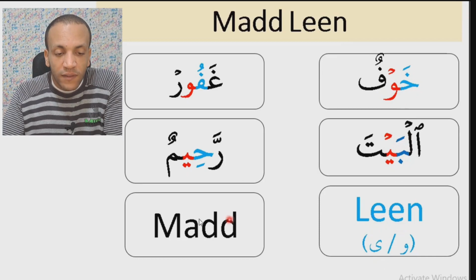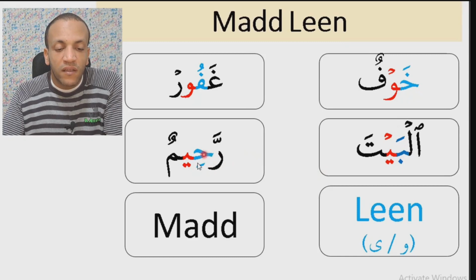But the letters of Madd are the same letters in addition to the letter Alif, when preceded with other vowels: Dhamma with Waw, Kasra with Ya, Fatha with Alif. So, to sum up, they are the same letters. Here the letter Ya, on your left the letter Ya. The only difference is the vowel before.